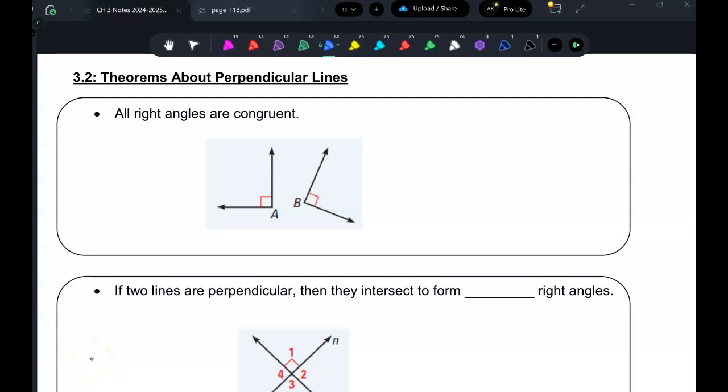Okay, so what we're going to look at today is more about perpendicular lines. How do we know if they make perpendicular lines? What kind of angles? 90-degree angles. Okay, so these make right angles. And how do we know there's a right angle? We have to put the little box or the little square in the corner.